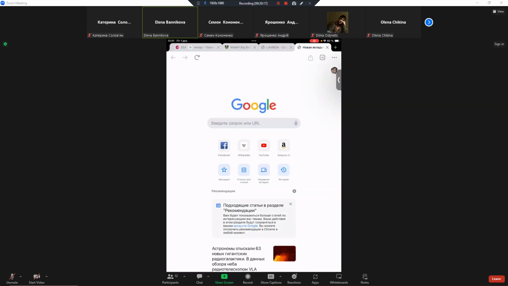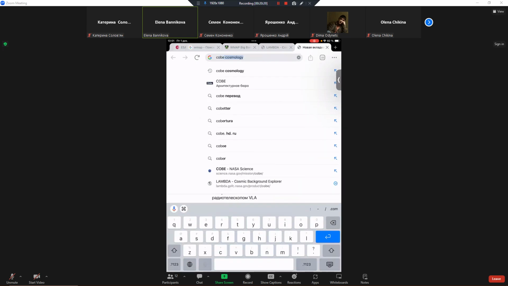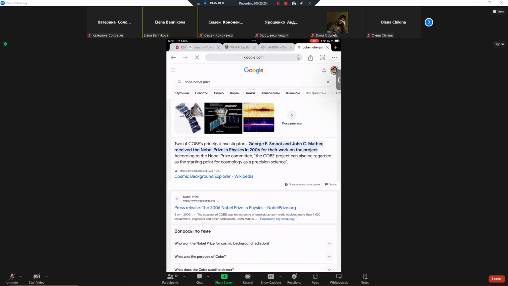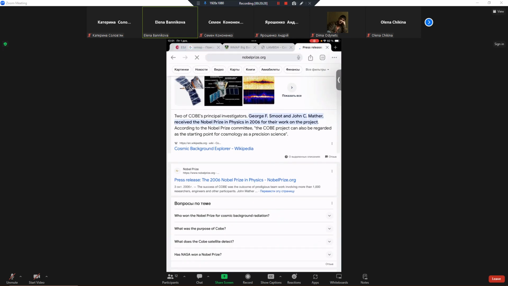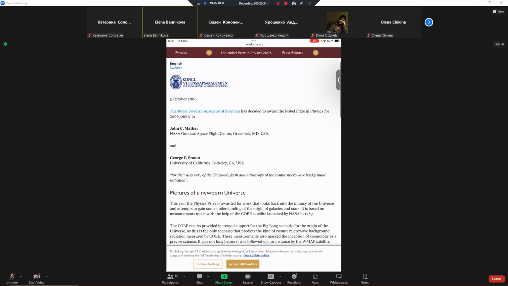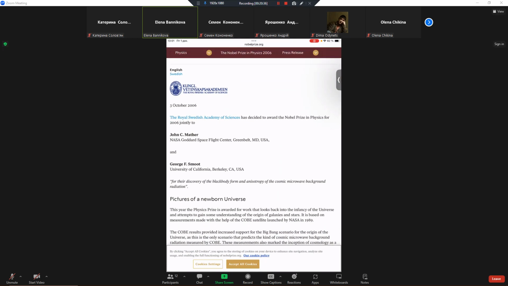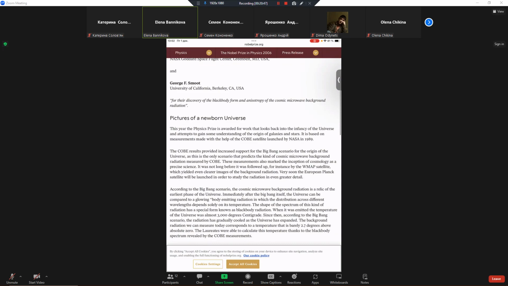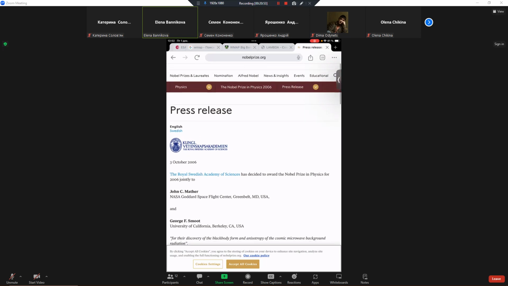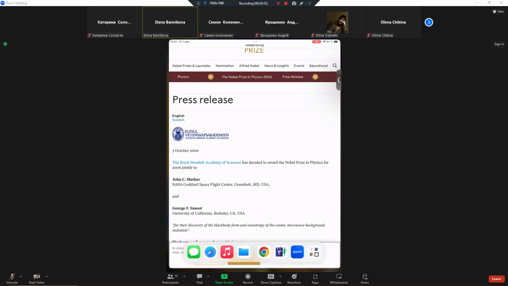So, for example, COBE Nobel Prize. Yes, 2006. John Mather and George Smoot received the Nobel Prize in 2006 for their discovery of the black body form and anisotropy of the cosmic microwave background radiation. If we have time, we will speak much more in detail about this. Now let's come back and continue schematically.